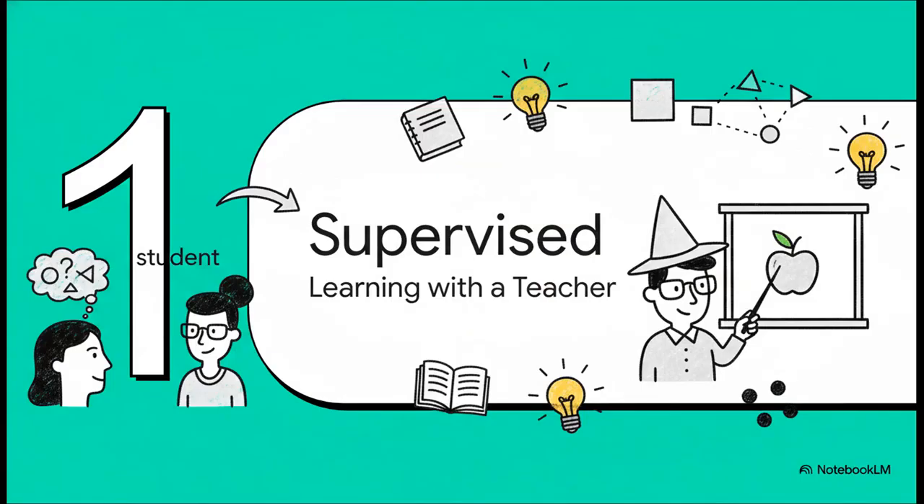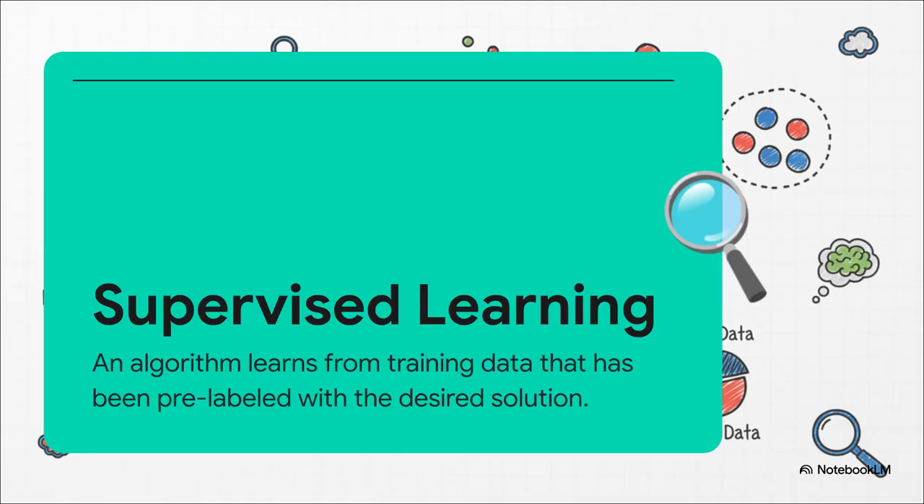Okay, first up is the one you'll run into most often, and it's probably the most intuitive. It's called supervised learning. And honestly, the best way to think about it is like a student who has a really dedicated teacher. The key here, the absolute secret sauce, is the data. We feed the algorithm a massive data set where the answers are already included. We're literally supervising its education.